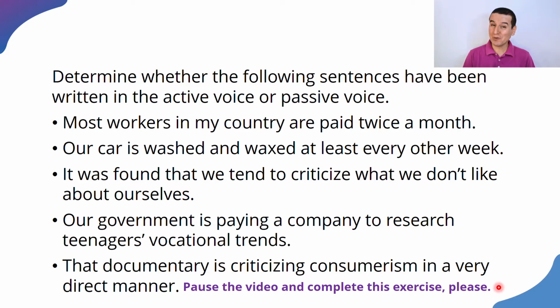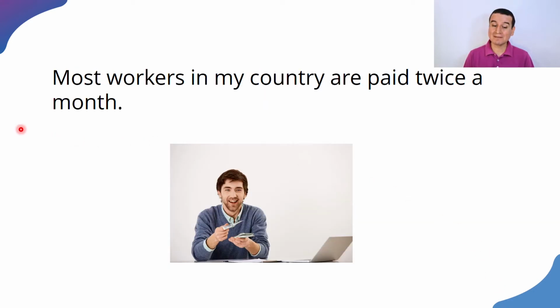Right? I hope that you completed the assignment and that we can compare your answers. So let's look at the first sentence, please. It says, most workers in my country are paid twice a month. Okay, what is the action? Pay. Who pays? The workers? No, the workers are paid. They receive the action of paying, so this is a sentence in the passive voice.